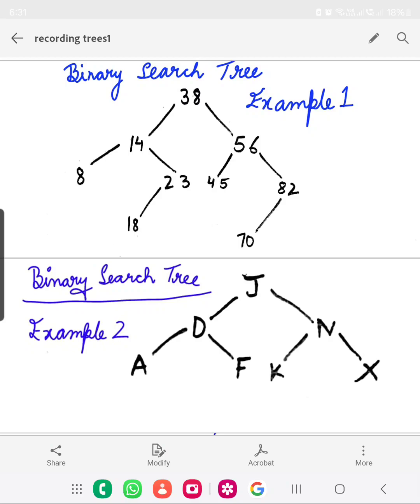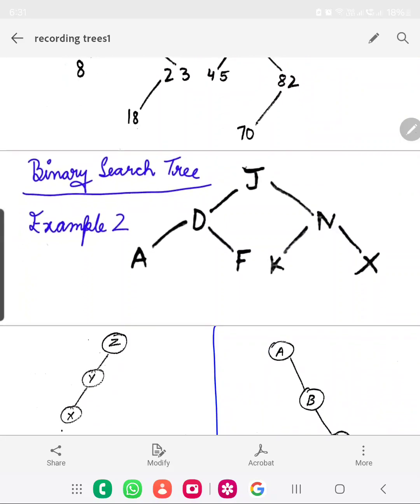Now let's see 70. If I compare 70 with 38, it should go to the right of 38. So we move to the right child, which is 56. Now again, 70 is greater than 56. We move to the right child of 56, which is 82. Now 70 is lesser than 82, so 70 comes to the left of 82.